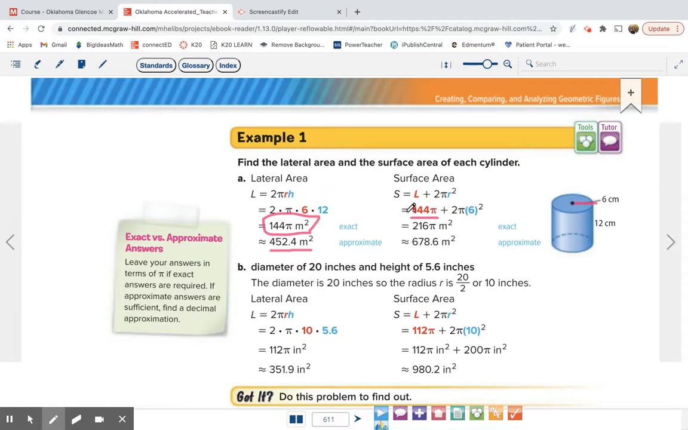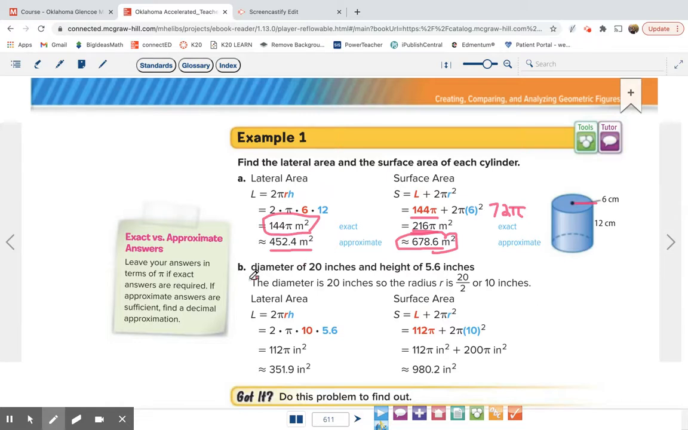The reason I say that is right here you get 144 pi plus 72 pi. Since they are both times pi, just as if they were both times x, I can add those two numbers now and keep it times pi. 144 plus 72 is 216 pi. Then multiply by pi at the very end, so we don't have to round until way over here. So it is approximately, they did squiggles because we had to round, 678.6 square meters. That is the surface area of that cylinder.